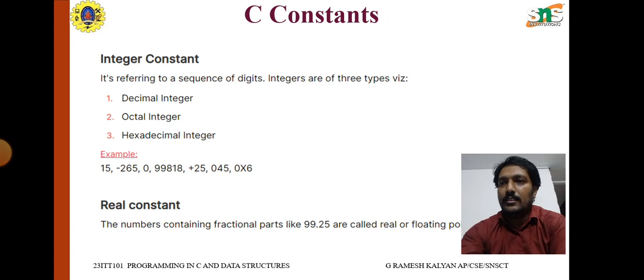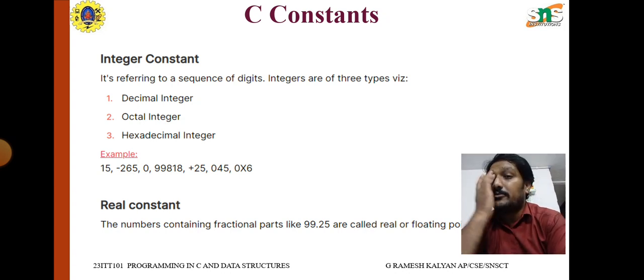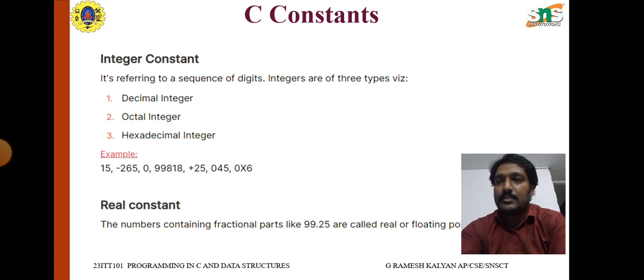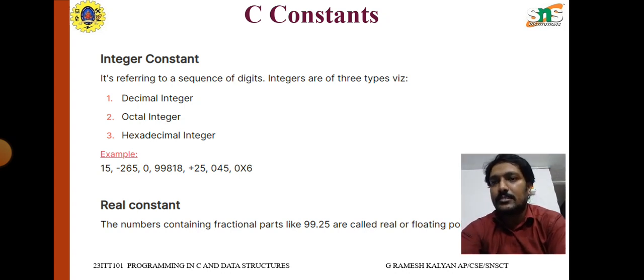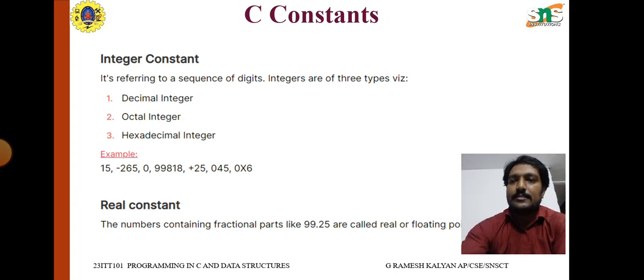The first one is the integer constant. It refers to a sequence of digits. Integers are of three types: decimal integer, octal integer, and hexadecimal integer. Examples are 15, -265, 0, 99818, and +25. These integers represent the different integer types, that is decimal, octal and hexadecimal. This is based on the size.